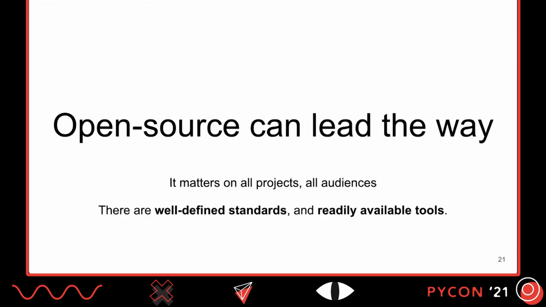So the last point I want to make really is that there are a few areas in software development, like security, for example, where open source leads the way and shows us how it's meant to be done, basically. And I really think accessibility could be one of those areas. It really is something that matters on all projects, no matter their size. And yeah, that matters to a huge number of people, and developers often underestimate the sheer size of the people who can benefit from this. And yes, there are well-defined standards and readily available tools.